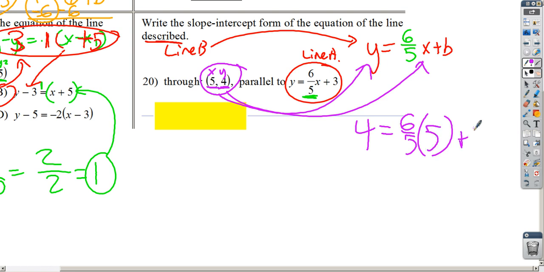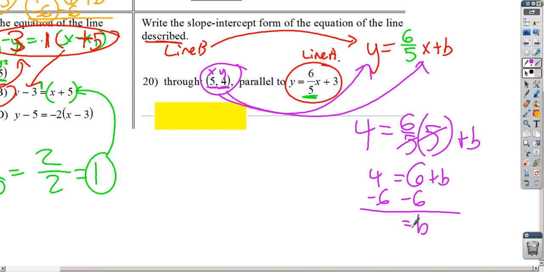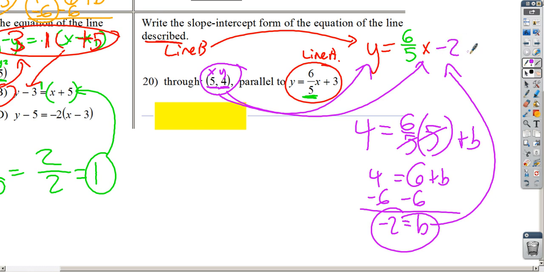And then we want to solve for b. So these will cancel when you multiply them. You get 6 plus b equals 4. We subtract 6 from both sides, we get b equals 4 minus 6, which is negative 2. So I go back up here, and I need to plug in a minus 2 right there. And that is our answer, y equals 6/5 x minus 2. That's the one that's parallel to that line right there.